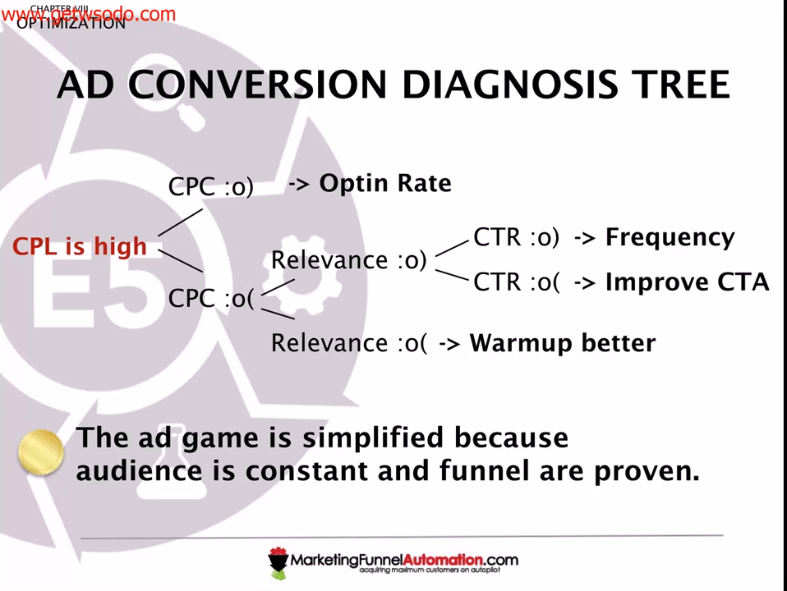Again, if we weren't sure about the audience and we were changing audiences all the time, and changing the funnel all the time, it would be very hard to know what's working and what's not. But because we know the funnel works, we're testing a proven funnel, and because we know the audience is an audience that works, and we're not changing that all the time, we can focus on getting the ads to work. Okay. Again, I'll talk about later when we would try new audiences and how to do that.